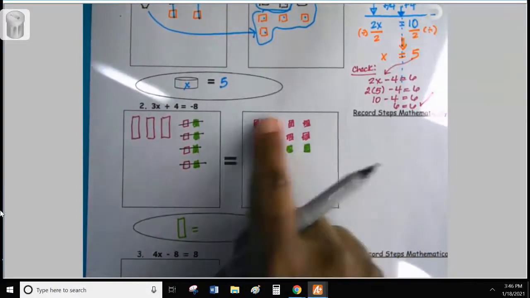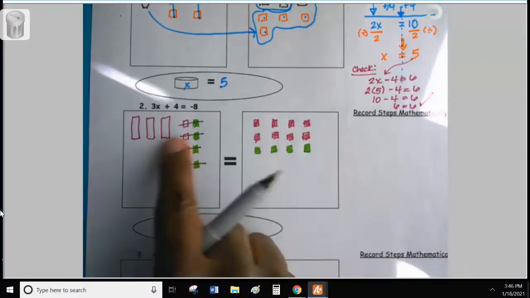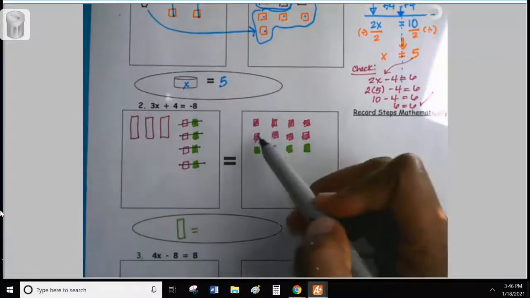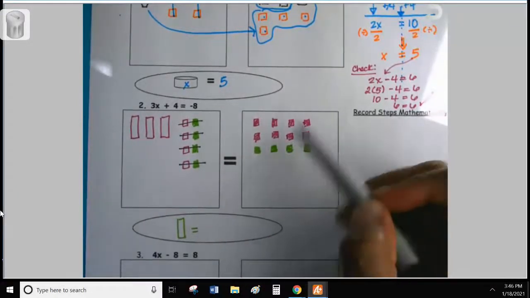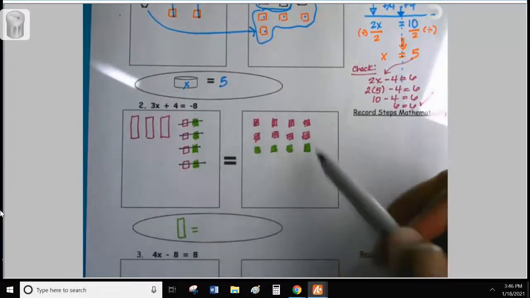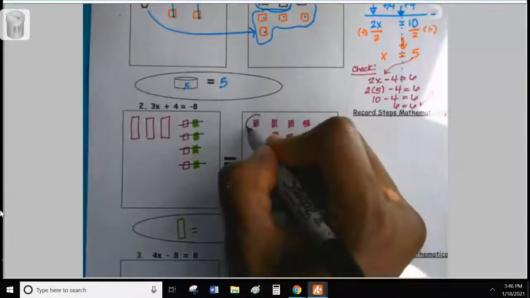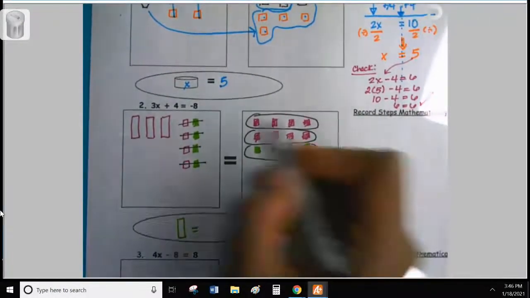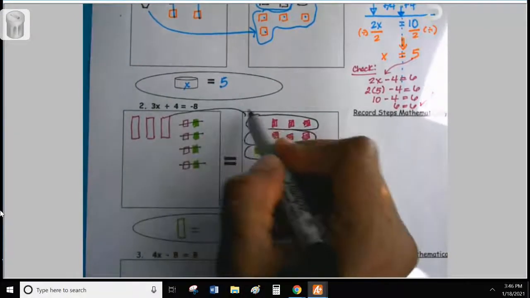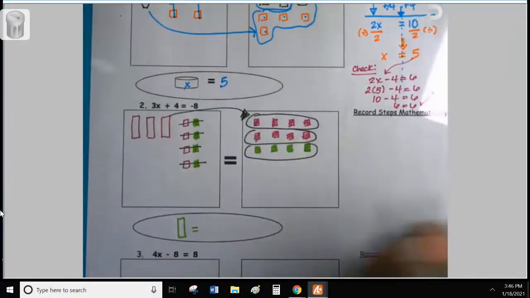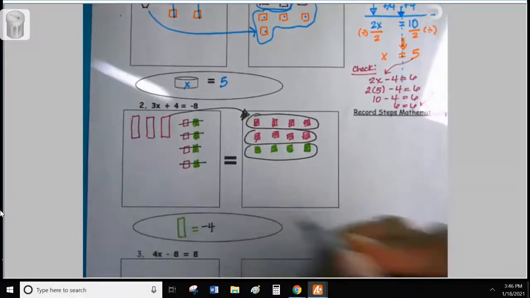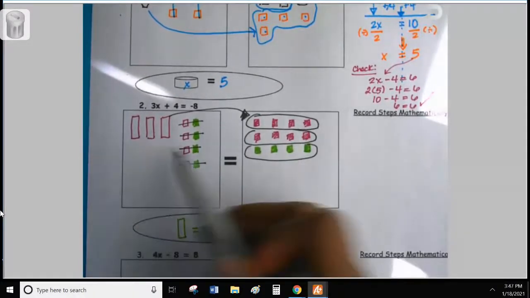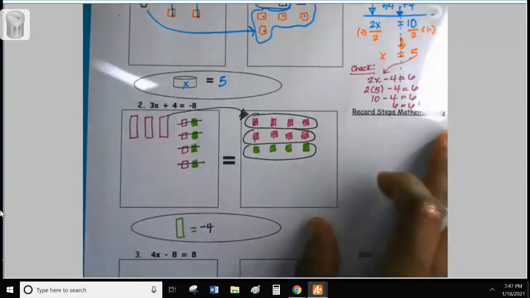So I'm going to have to take these negative 12 counters and split them or divide them into these 3 containers by going 1 for you, 1 for you, 1 for you, and so on. So when I do that, I end up with x equals negative 4. One of these x's is equal to a negative 4 if I split them up evenly among the x's. So let's write that down numerically.